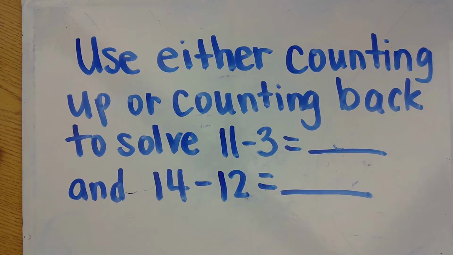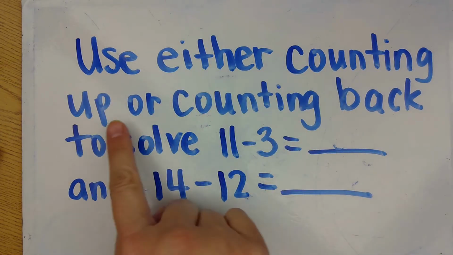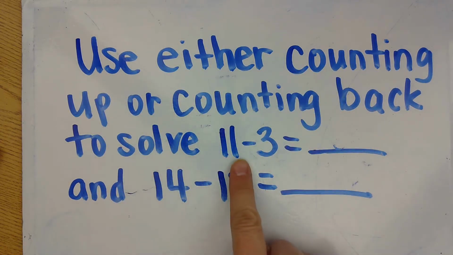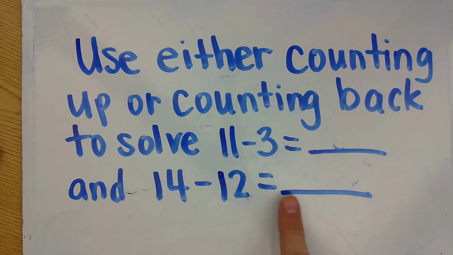We're going to start off with today's math message. It says, use either counting up or counting back to solve 11 minus 3 equals and 14 minus 12 equals. Go ahead and take a couple of minutes to think about the answer to those two problems. Use either the counting up strategy or the counting back strategy.